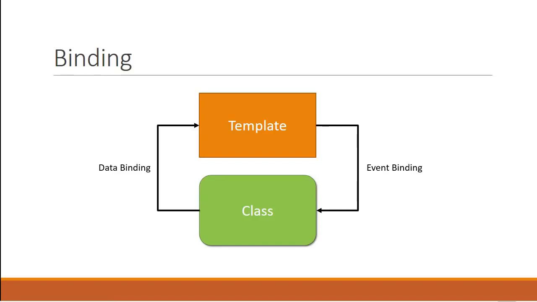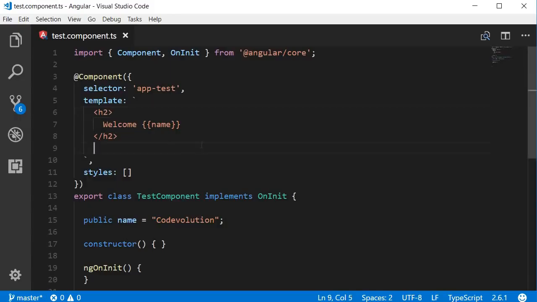Let's understand with an example. I'm going to go back to Visual Studio Code, and in the template, let's say we have a button with the text greet. When the user clicks on this button, we want to display Welcome to Code Evolution. So we need to listen to the click event on this button, and here is the syntax.